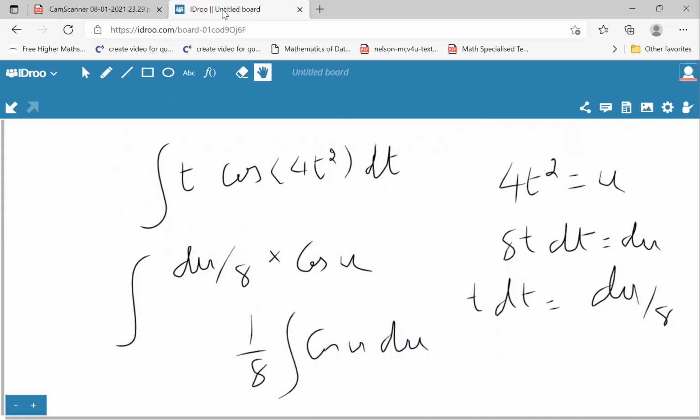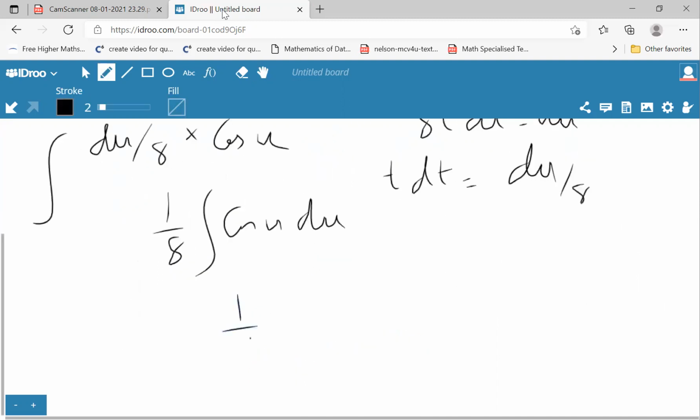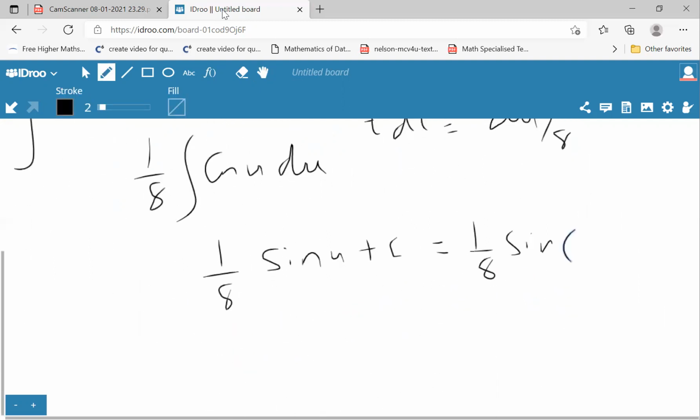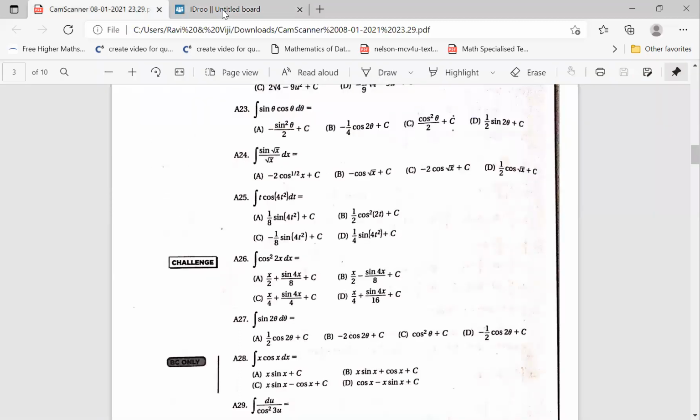Now this is going to be very simple. So 1 by 8, integration of cos u is nothing but sine u plus c. Substituting back for u, we took u as 4t squared, so 1 by 8 sine of 4t squared plus c. Now let's see which option is correct. 1 by 8 sine 4t squared plus c. So option A is correct.